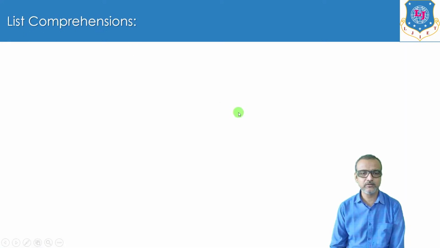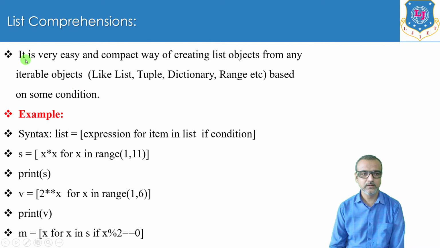Now we will see list comprehension. It is a very easy and compact way of creating list objects from any iterable objects like list, tuple, dictionary, range, etc., based on some condition. So I will make you understand the concept of list comprehension by taking one example. So this is the syntax of list comprehension. List equals to, in square brackets, expression for item in list and then after, if condition.